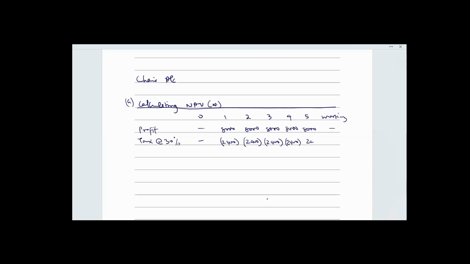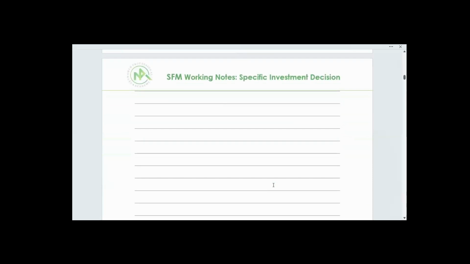And then 2,400. Then after this, we need to claim capital allowance. Therefore, we need to go and calculate tax saved on capital allowance. So let's go and do our working somewhere. Okay. Method of financing. Let's do our working start from here. Working number 1. Tax saved on capital allowance.